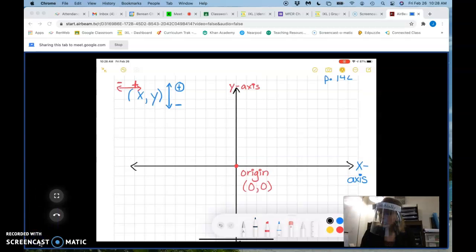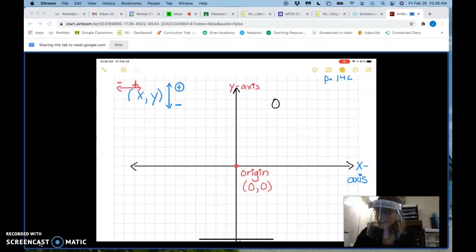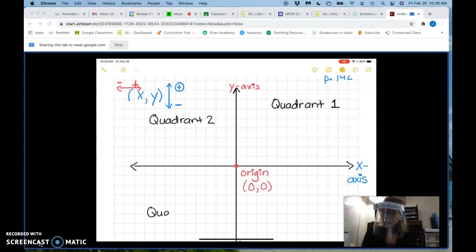So the coordinate plane has 4 boxes or 4 areas in it. This one up here is called quadrant 1. So the next one, we're going to move counterclockwise to name these quadrants. This guy over here is called quadrant 2. Keep moving around. This one is quadrant 3. And the last one is called quadrant 4.